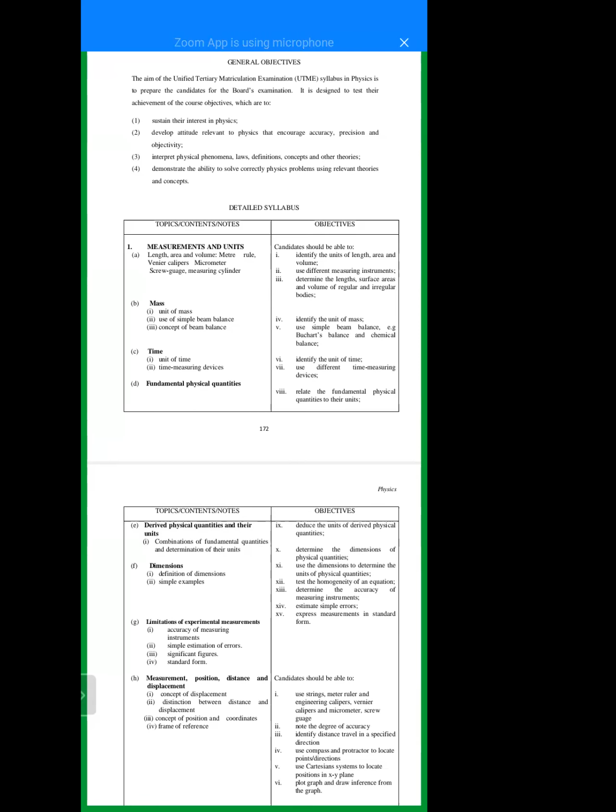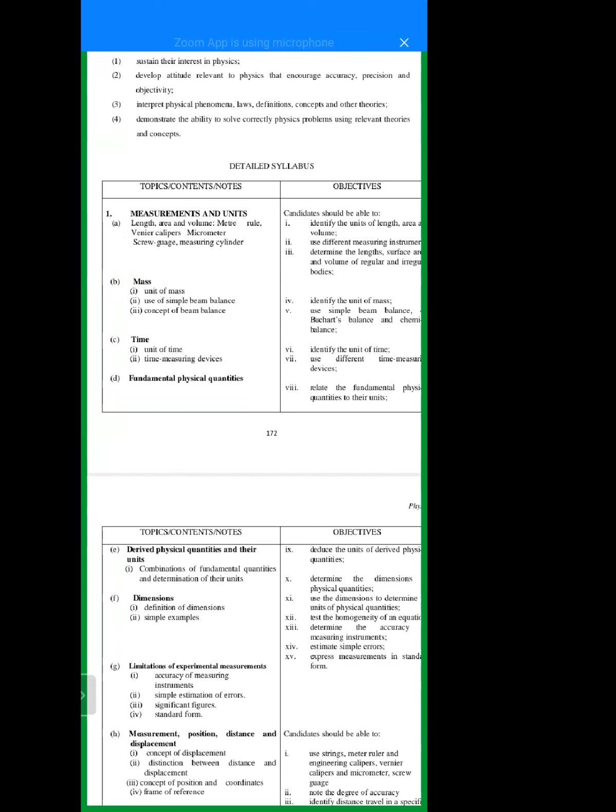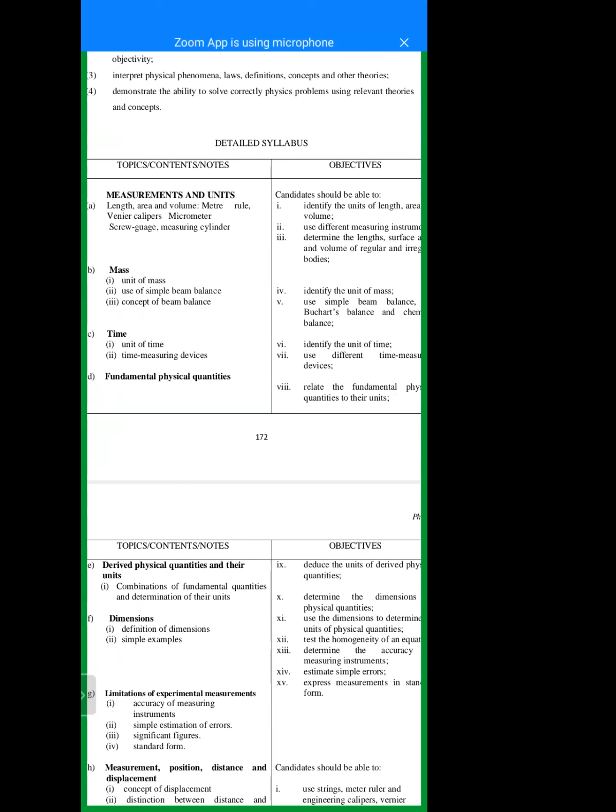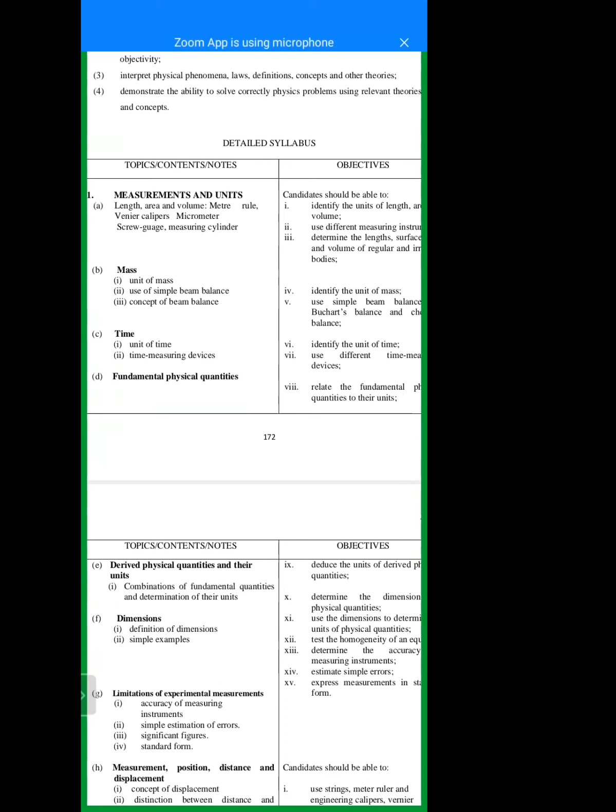Okay, good evening. In order to be sure we are on track with what we are doing, I think it is necessary that we check our syllabus and look at how far we are faring. So far, so good. Measurement and units has been discussed. I could remember we talked about 7 fundamental quantities and their measurements and their units.